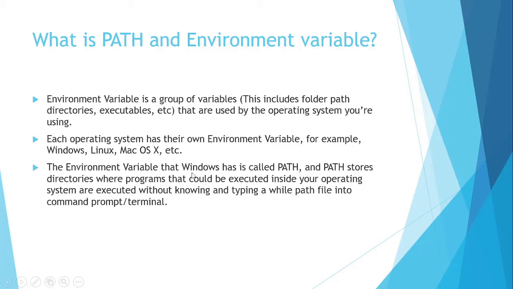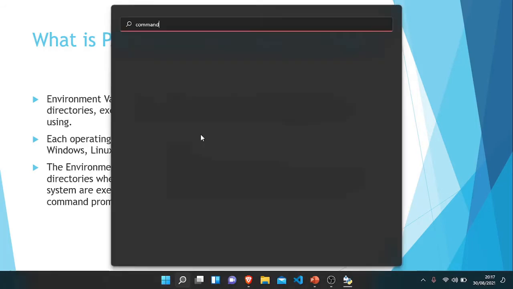Now, the environment variable that Windows has is called path, and path stores directories where programs that can be executed inside your operating system are found, so they run without you knowing and typing the full path of the file into command prompt or terminal. I'll show you an example over here.